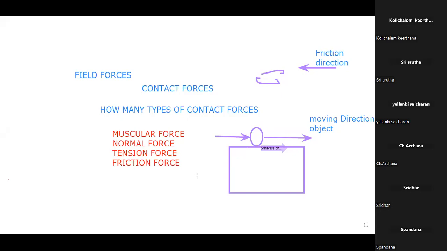Yes, so it is okay, muscular force, whatever it means, the force. I'm not asking about pulling or pushing or friction, whatever it may be. The thing is, you have to understand what I am asking.